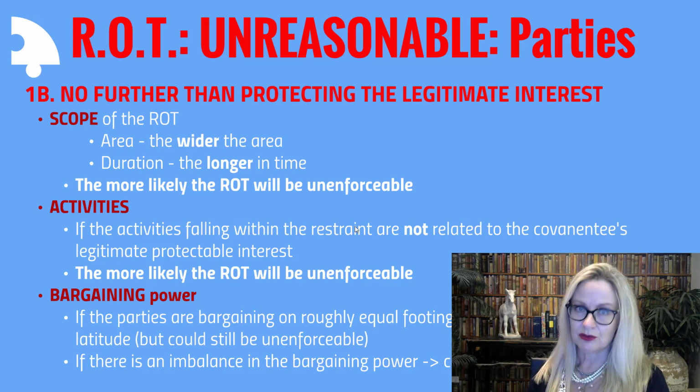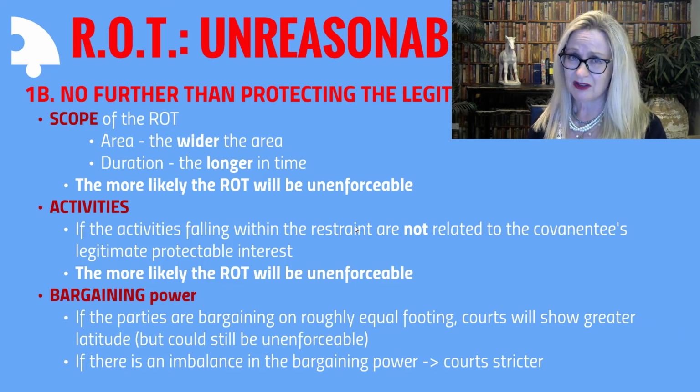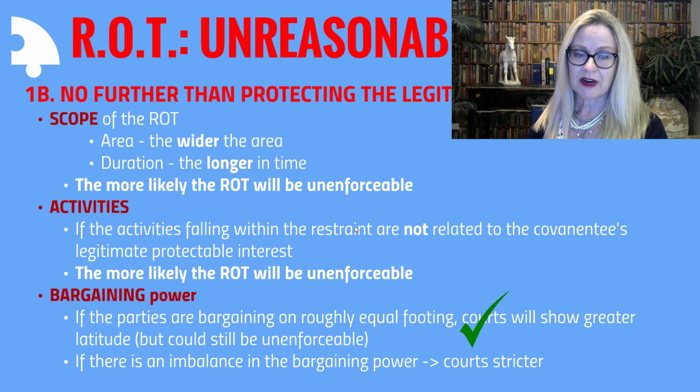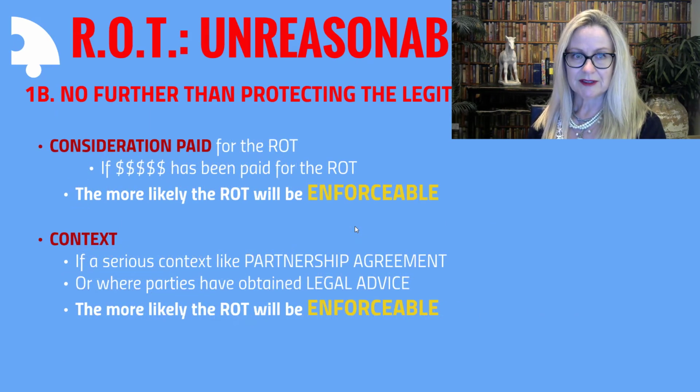I mean, the court there saw very clearly that the covenantee was really trying to cast the net very broadly, trying it on and going further than protecting their legitimate interests. The restraint was unenforceable. The bargaining power: if the parties are bargaining on roughly equal footing, particularly in terms of sales of business, courts will show greater latitude. If there's an imbalance, then, like in employment contracts, courts will be stricter.